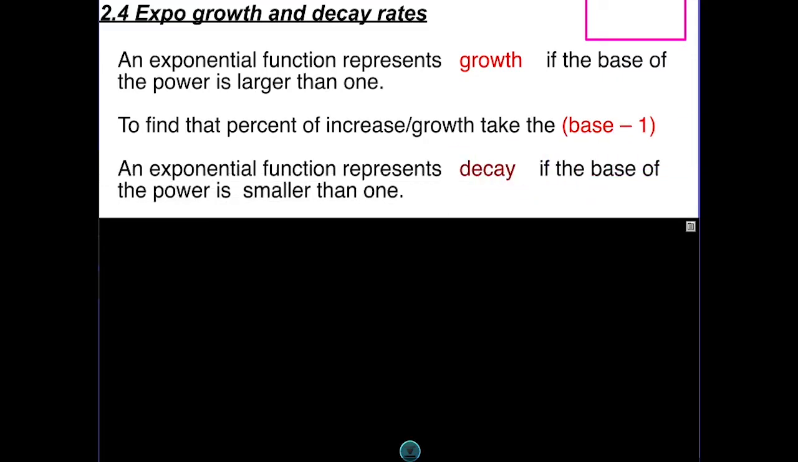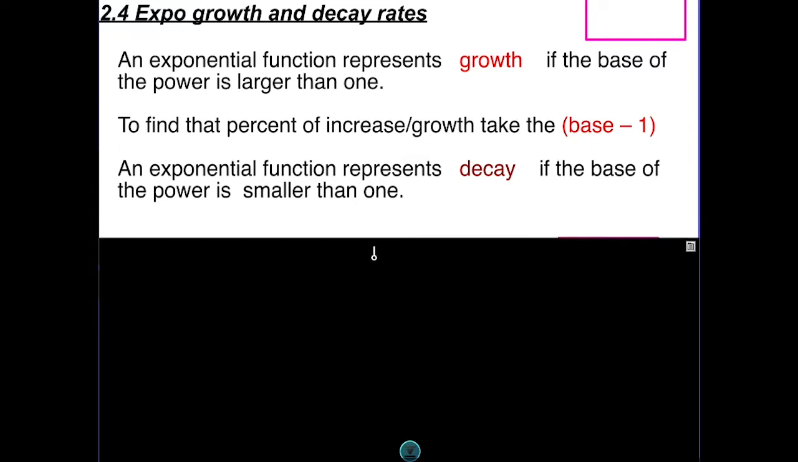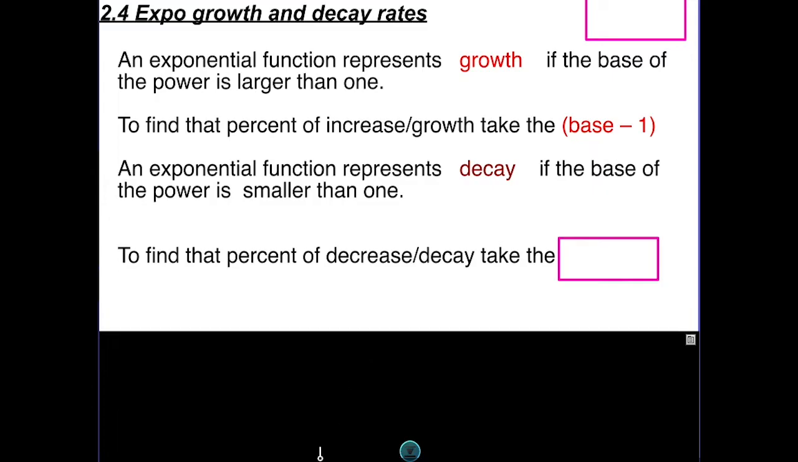We also talked about this, that in a decay function, the base of the power is smaller than 1. It is larger than 0, but it is smaller than 1. And so if we want to find from that function, what is that percent of decay, like how fast is it decaying, we can take the base and subtract it from 1. So both of these allow us to look at a formula and find what those actual rates are. So we're going to do a few examples that involve that today.